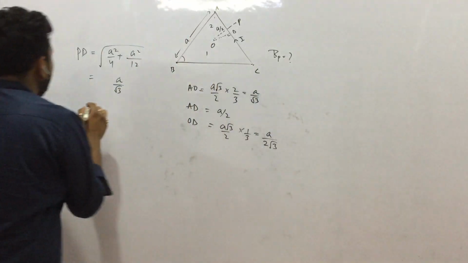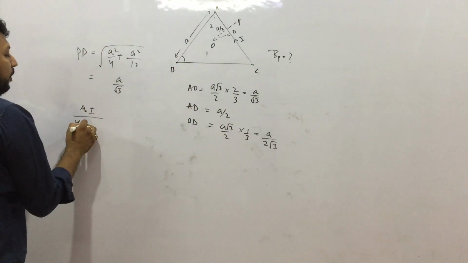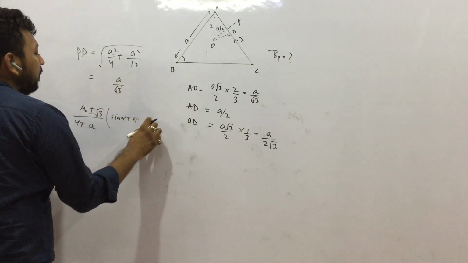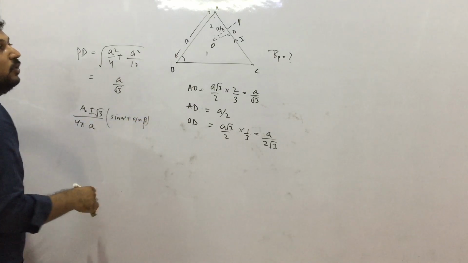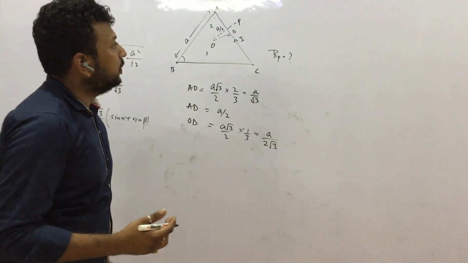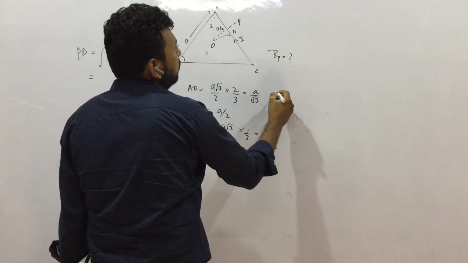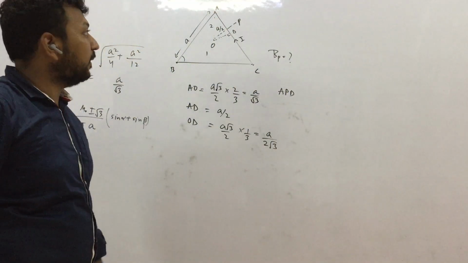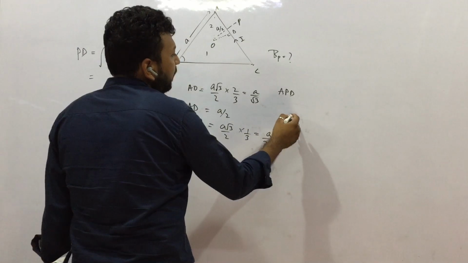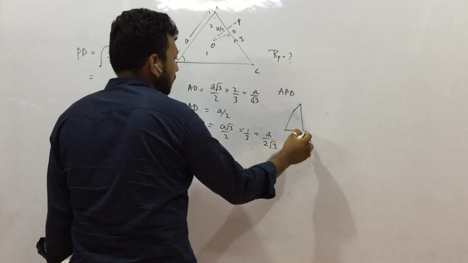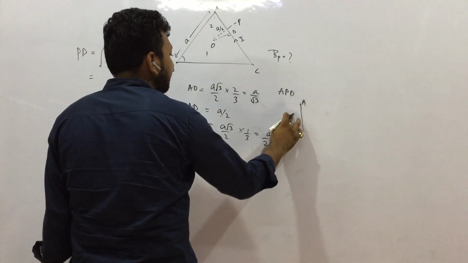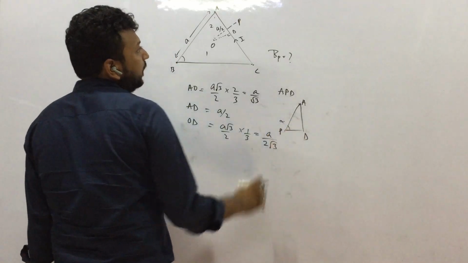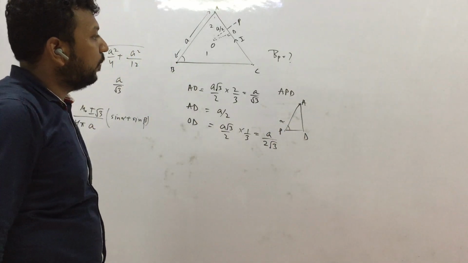We can now write the magnetic field due to one wire: mu naught I upon 4 pi r, with r equal to A by root 3, into sin alpha plus sin beta. Due to symmetry, sin alpha and sin beta are the same. Alpha is an angle of the triangle A, P and D. The triangle will form like this, and this will be alpha. This is the distance PD, which we have already found.